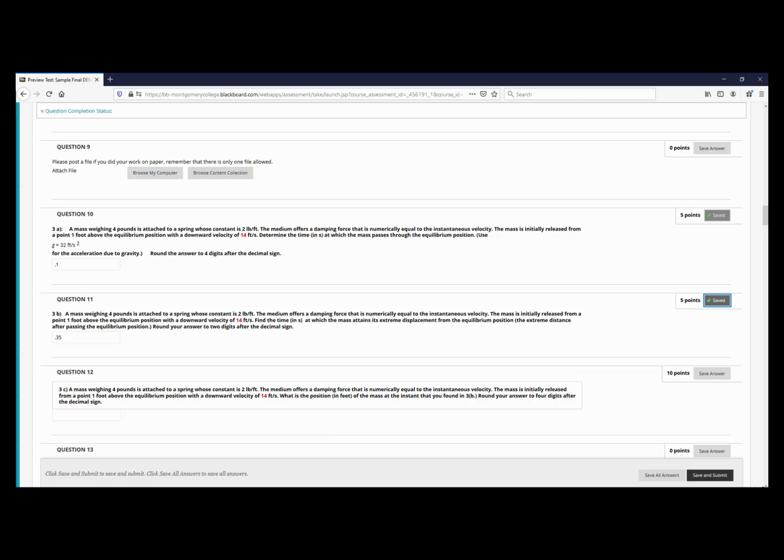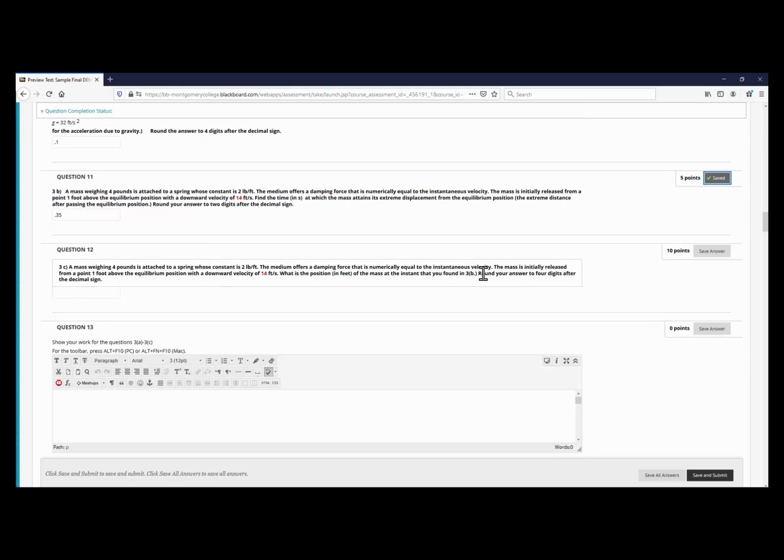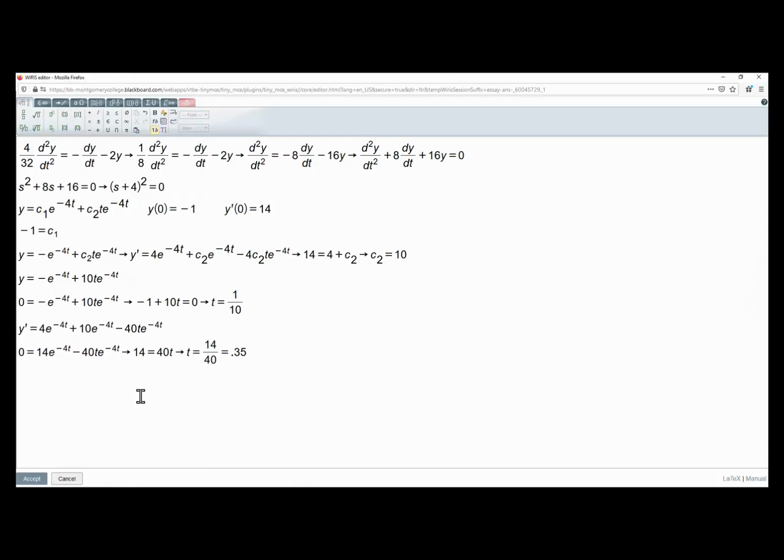And then the next part is, what is our next part? The next part is this, that is, when does it pass through, okay, that is in numeric, at what position of the mass that we found in 3b, that is, what is the maximum displacement, okay. All right, so let's go and compute the maximum displacement.